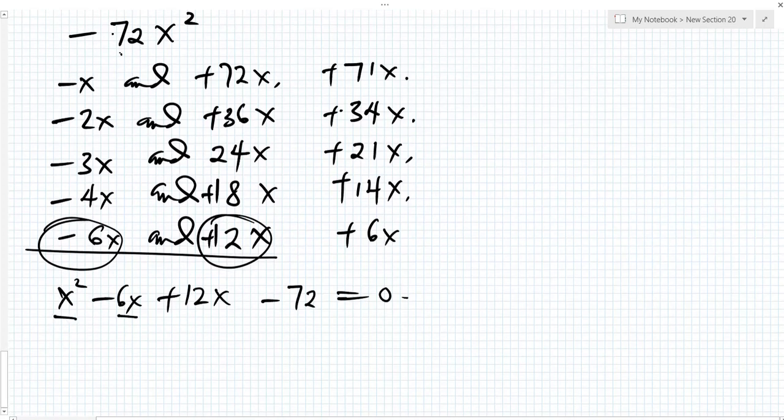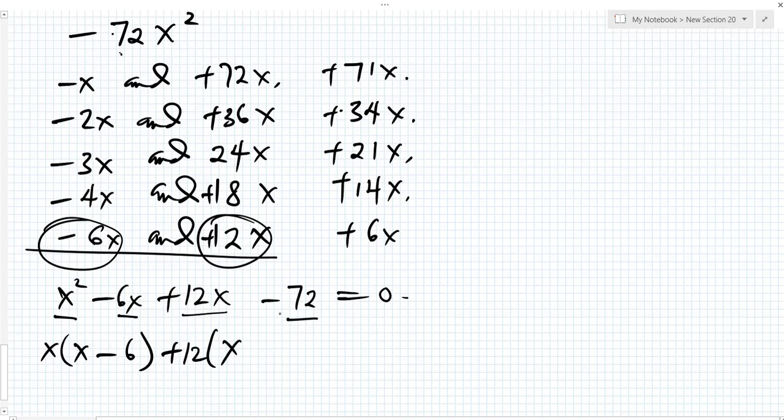Now what are the common factors between x squared and minus 6x? We have x. So x squared divided by x is x, and minus 6x divided by x is minus 6. What is the common factor between this and this? The common factor is 12, so plus 12. 12x divided by plus 12 will give you x, and minus 72 divided by plus 12 will give you minus 6, which is equal to 0.